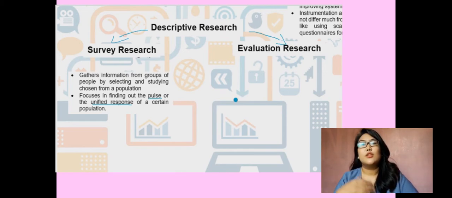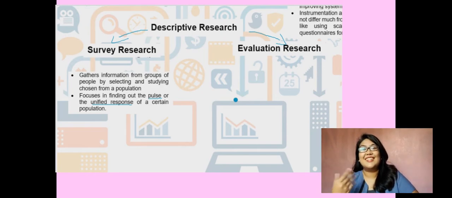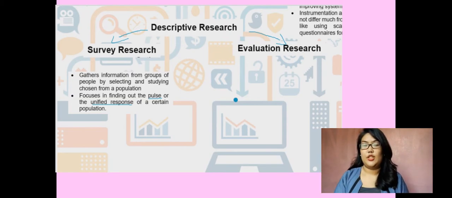Ano yun? Social Weather System. Okay. So, yun yung mga hinahanap. Okay. Again, pulse. Majority response from a certain population.